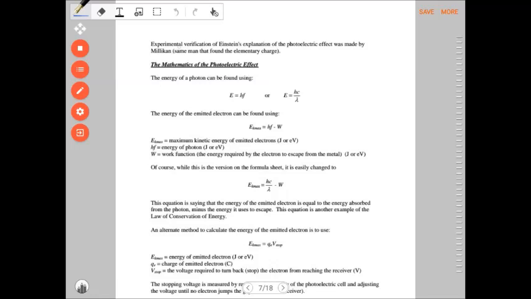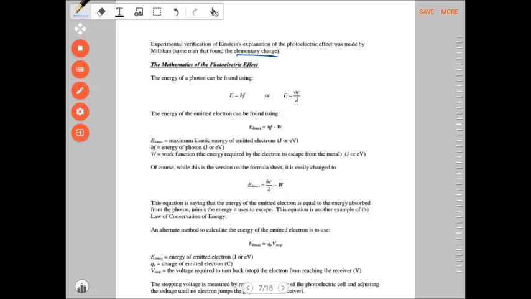Experimental verification of Einstein's explanation of the photoelectric effect was made by Millikan. Now, he is the same guy that found out the charge on the electron. You won't learn that until next unit, but that's okay. So this Millikan guy, he was the one that verified Einstein's explanation. So let's talk about the math of the photoelectric effect.